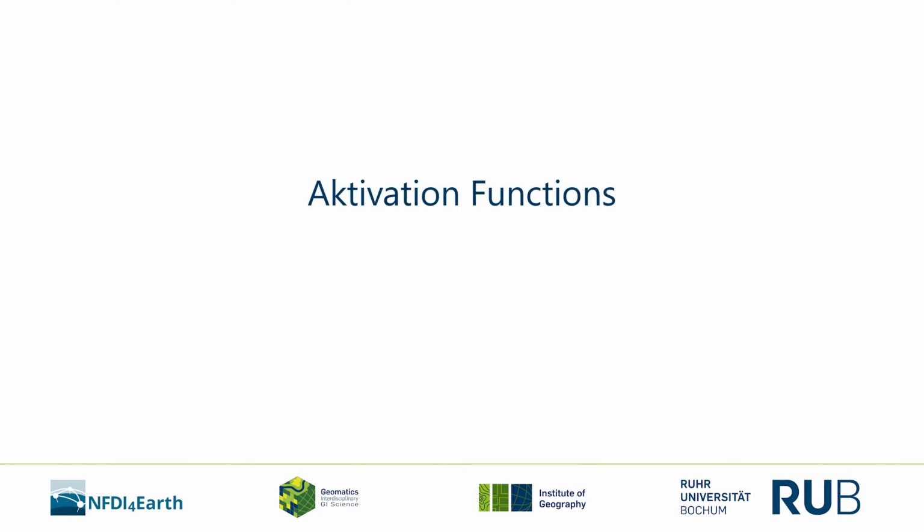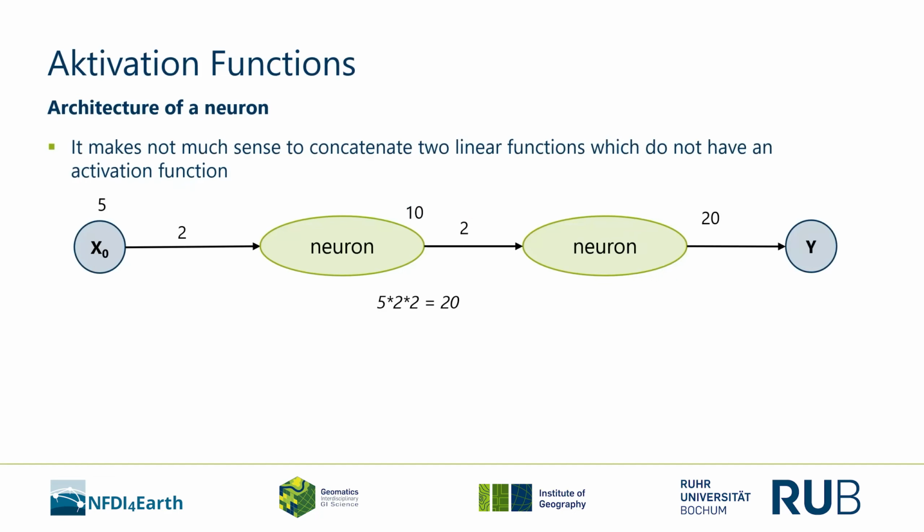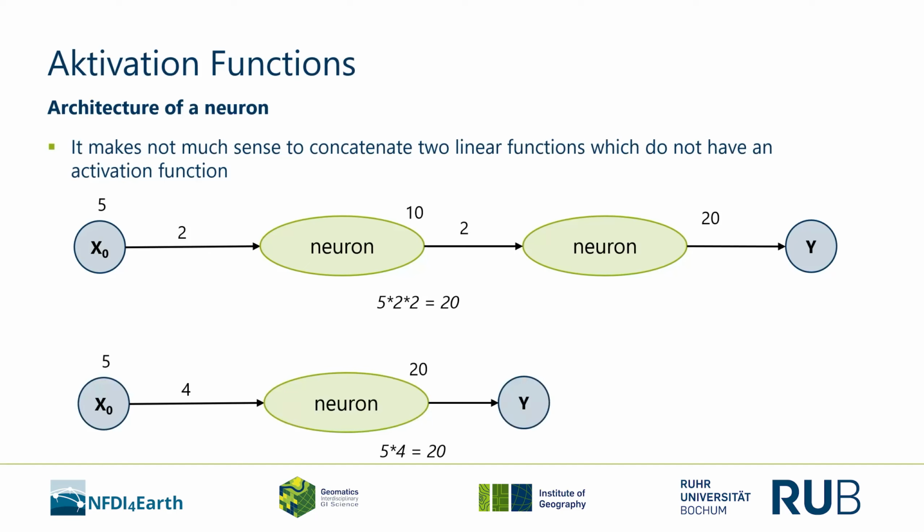Let's now address a topic that allows us to move from a single perceptron to a neural network, which is activation functions. We encounter a fundamental problem with the perceptrons we got to know so far. There's no real benefit to chaining perceptrons together. From a mathematical perspective, it makes no difference whether we chain two neurons to multiply the input of 5, first by the first weight of 2, and then again by a second weight of 2 to get 20, or whether we multiply the input of 5 directly by a weight of 4 to reach 20.